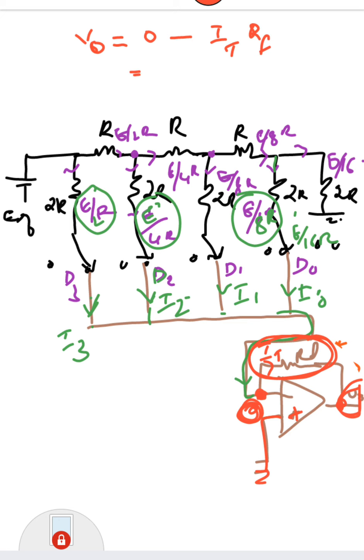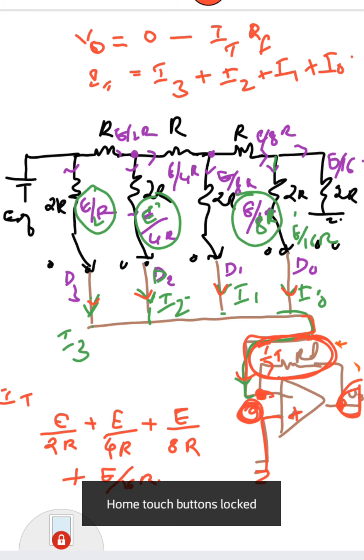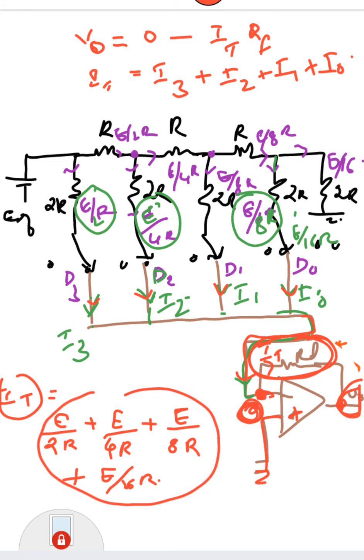Now what is IT? IT is the current coming here. This is the sum of I0 plus I1 plus I2 plus I3. IT is equal to I3 plus I2 plus I1 plus I0. Now what is I3? I3 equal to E by 2R. I2 is equal to E by 4R. I1 is equal to E divided by 8R. And I0 is equal to E divided by 16R. So that's the value of I total. Now you need to substitute this value here and find out the output voltage.